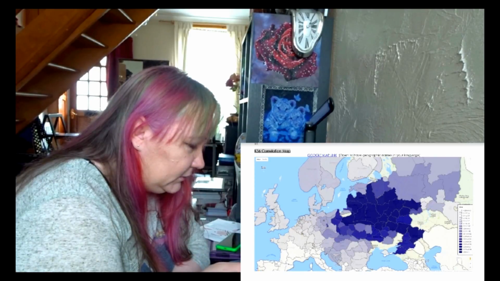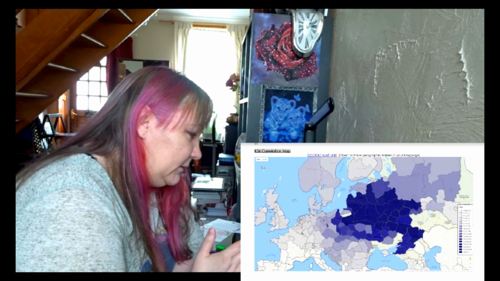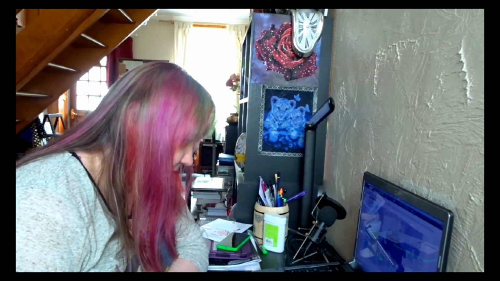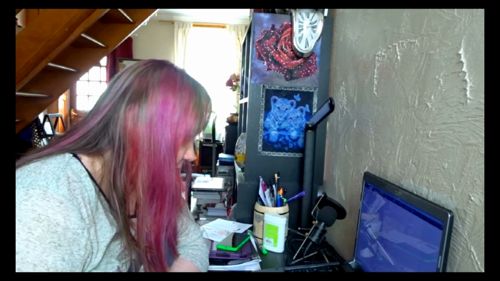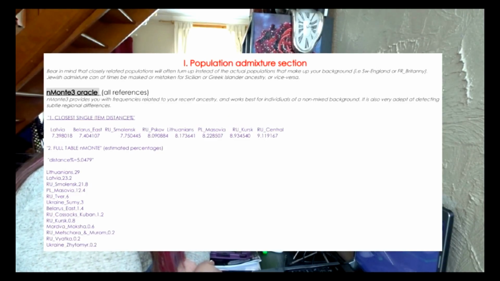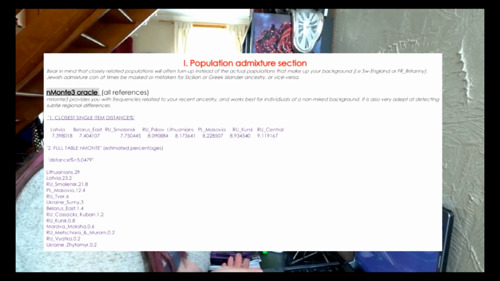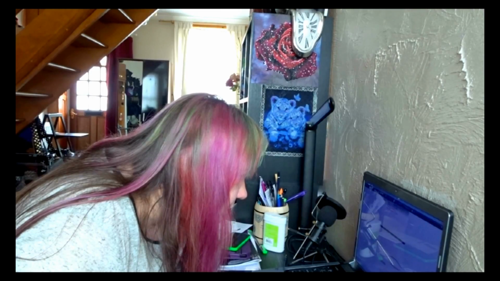So the lighter the color is, the less similarity I have with these people. Well, that's interesting. Okay, next, there are these percentages: 29% Lithuanian, 23% Latvian, which is close. This shows how close I am to each population.